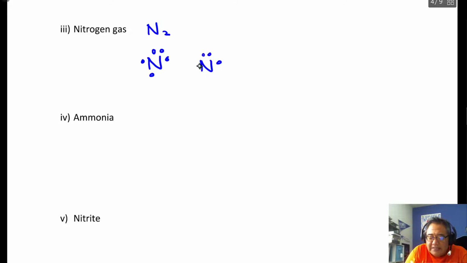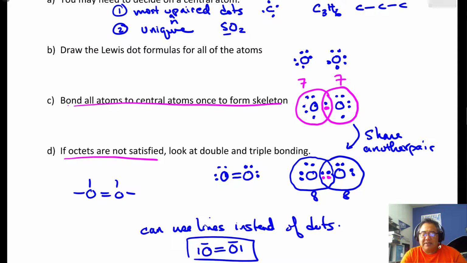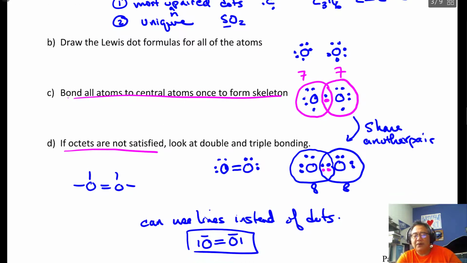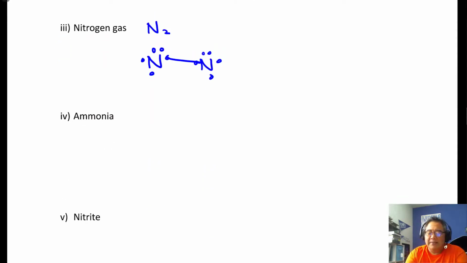Now I'm going to do this in sort of stages. When you do it on paper, you're probably going to skip all these stages. But you're going to want to bond them together once, right? That's that rule that I talked about up here. Bond all atoms to the central atom once to form a skeleton. If you don't have a central atom, you just bond them together, right? So you end up with that.